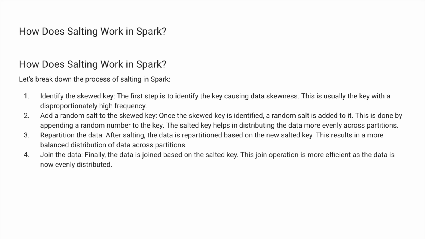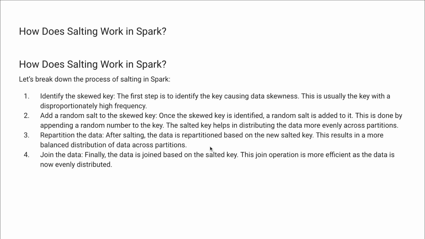The next step, once we identify the key, is to add a random salt to the skewed key. If we want to partition within the skewed key, we can add a random number. For example, it will split the skewed key data into 5. This is done by appending a random number to the key. The salted key helps in distributing data more evenly across partitions.